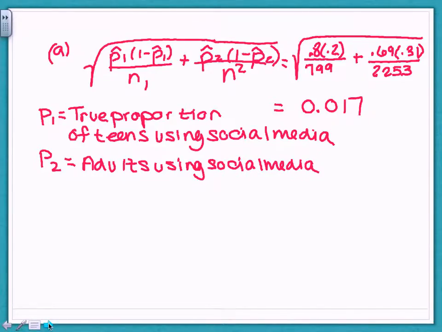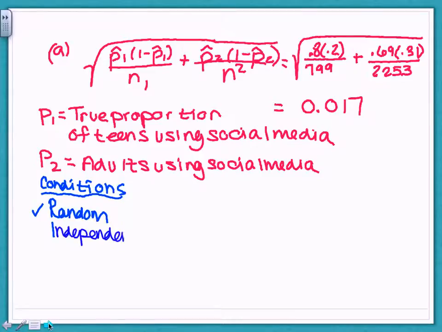Okay, so I am going to have to check my conditions here. It's definitely random. They say that it was a random sample of 799 teens, and it was a random sample of 2,253 adults. So your random condition is definitely met. Let's talk about independence. We'll check our 10% condition there. 799 teens is definitely less than 10% of all teens, and 2,253 adults is definitely less than 10% of all adults. So we're good with independence.